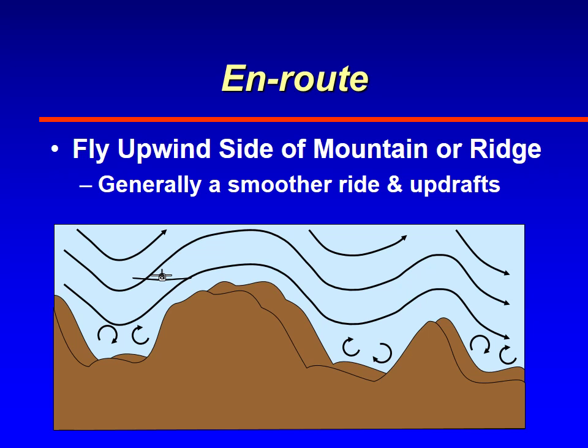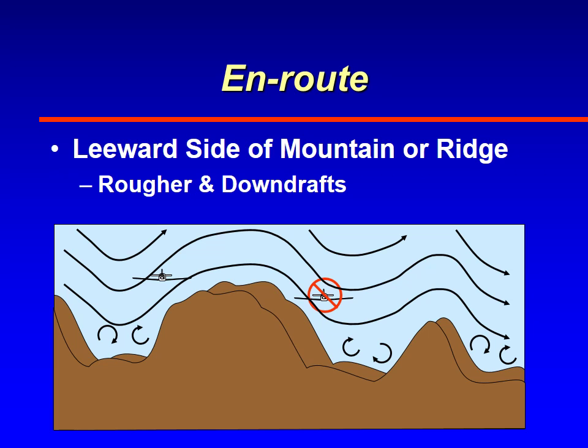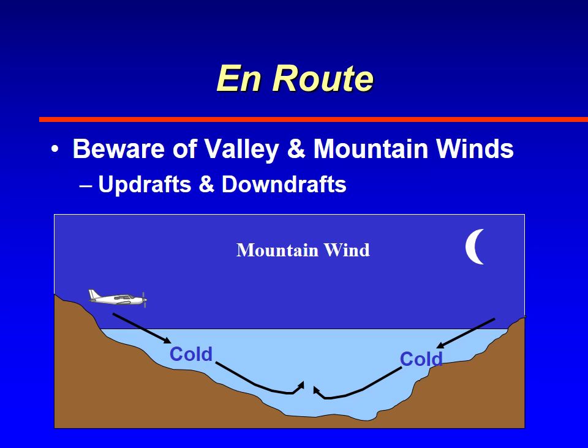On the other side of the mountain, on the downwind or lee side of the mountain, you'll have downdrafts and more turbulence. And also, you want to make sure that you avoid flying in valleys when the wind is really strong. This is one to consider.